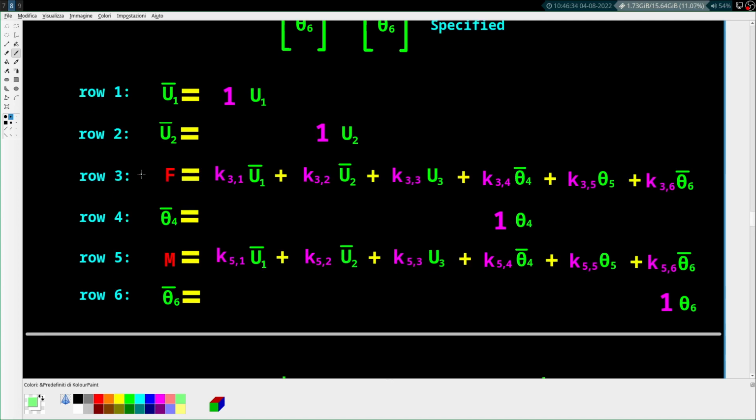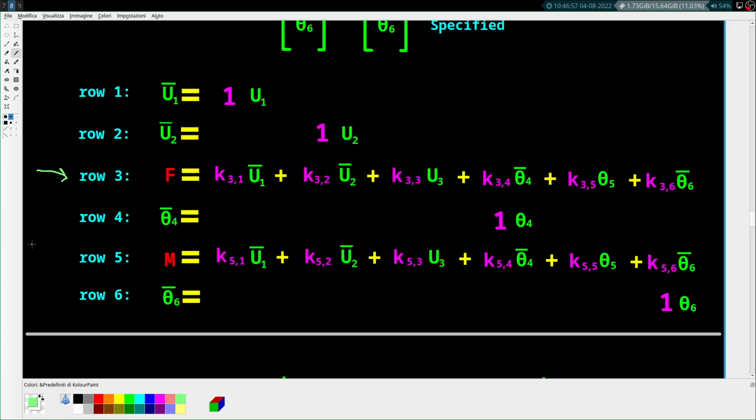Now, for the force rows, we had a bunch of zeros here, basically. This was a 0, this was a 0, all these zeros. We don't care about the other degrees of freedom. All we care about in this first row is defining U1. Second row is defining U2. Fourth row is defining theta 4. Sixth row is defining theta 6.